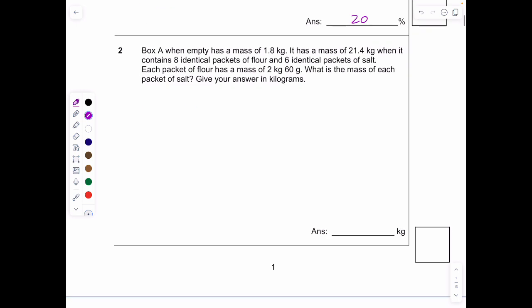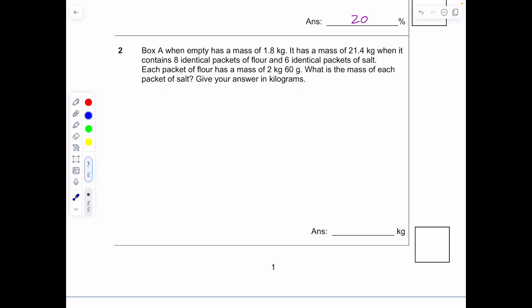Next, question 2. Box A, when empty, has a mass of 1.8 kg. It has a mass of 21.4 kg when it contains 8 identical packets of flour and 6 identical packets of salt. Each packet of flour weighs 2 kg 60 gram. What is the mass of each packet of salt? Give your answers in kilogram.